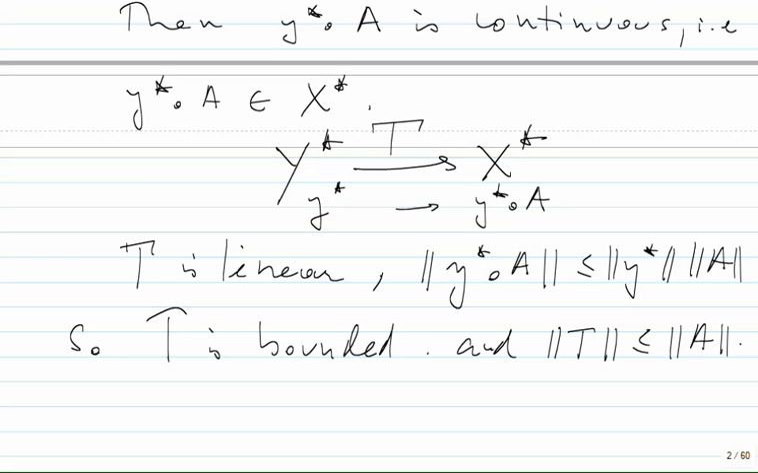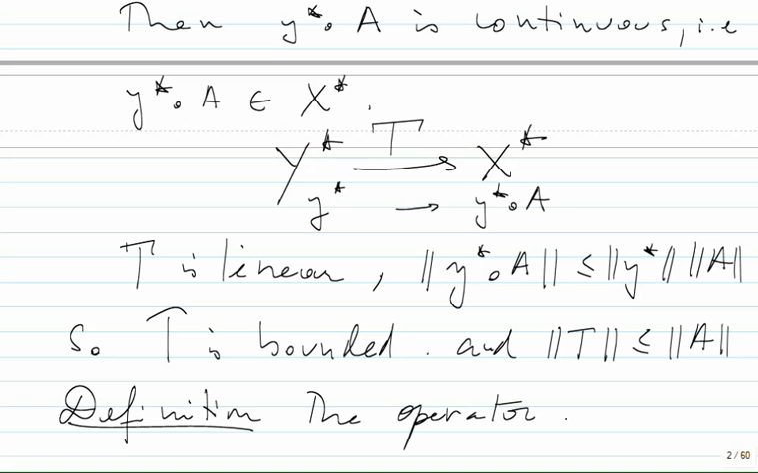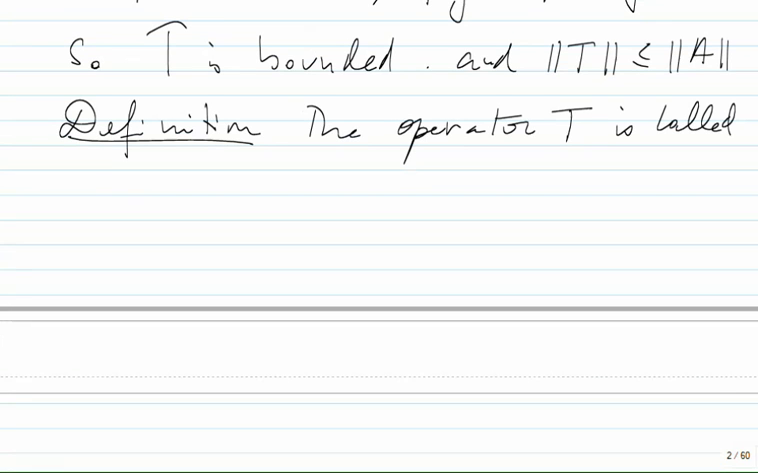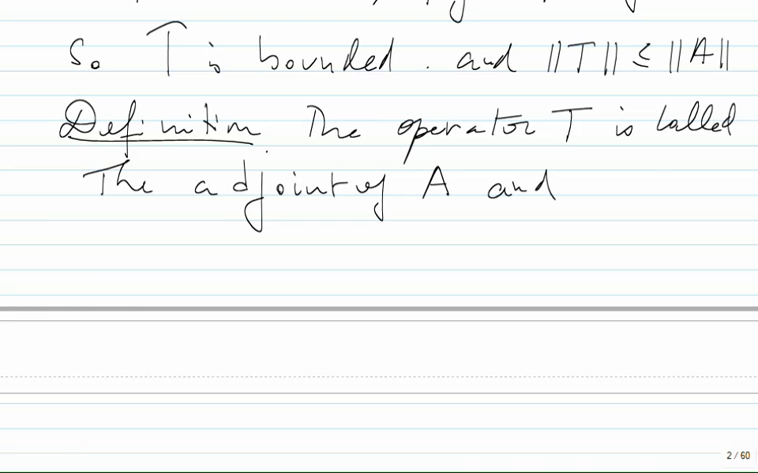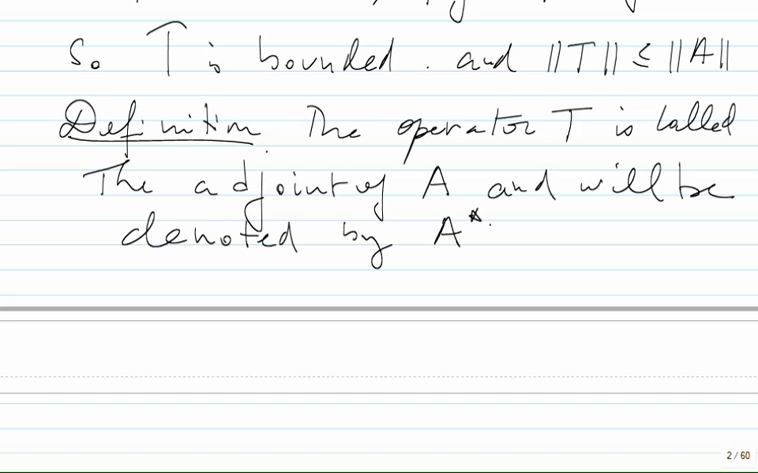So we have a definition and notation. The operator T is called the adjoint of A, and will be denoted from now on by A star. So instead of T, we'll write A star.